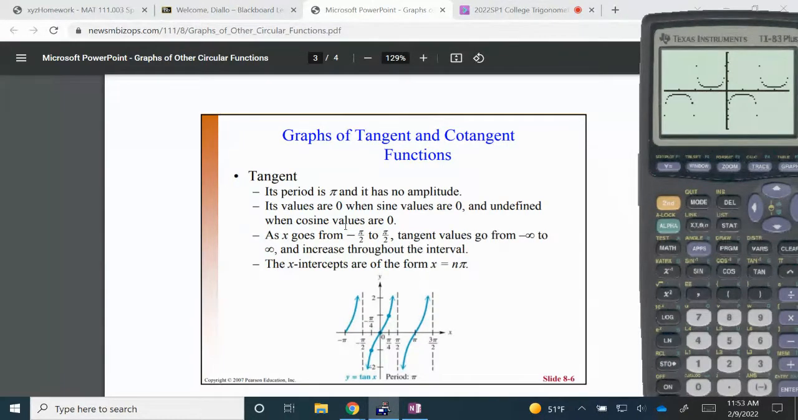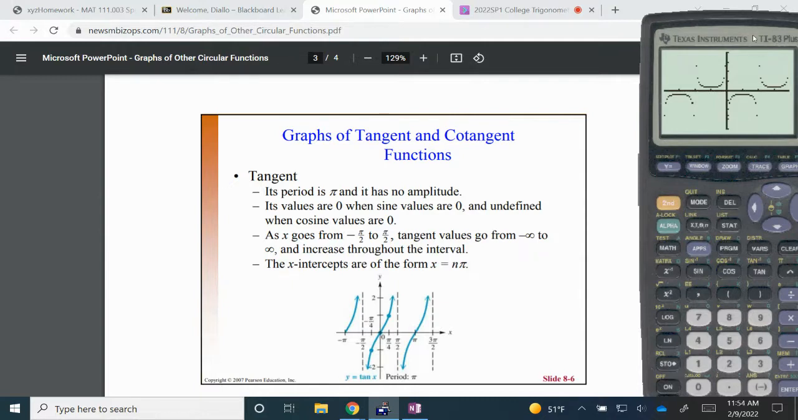Just keep in mind an undefined value is when you have 0 in the denominator. It says as x goes from negative pi over 2 to positive pi over 2, the tangent goes from negative infinity to positive infinity. Right? As we read the graph from left to right, just notice that it goes from negative infinity to positive infinity. And we're also given that the x-intercepts are in the form of n times pi. Right? So keep in mind the x-intercepts are where your graph crosses or touches the x-axis.